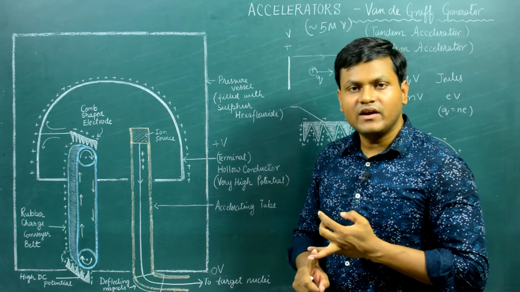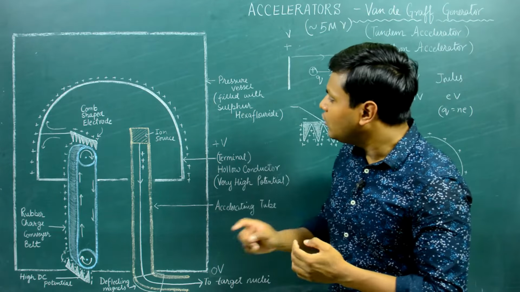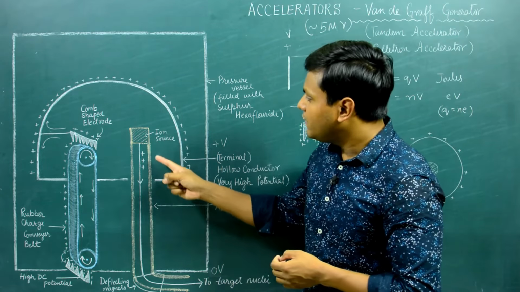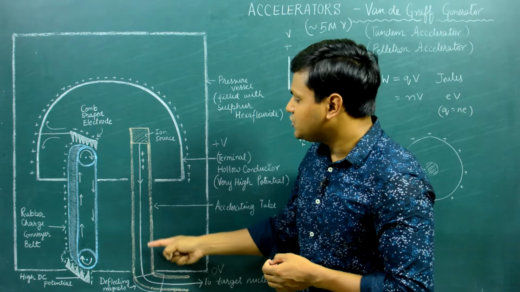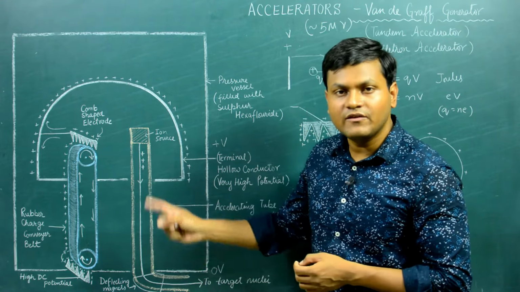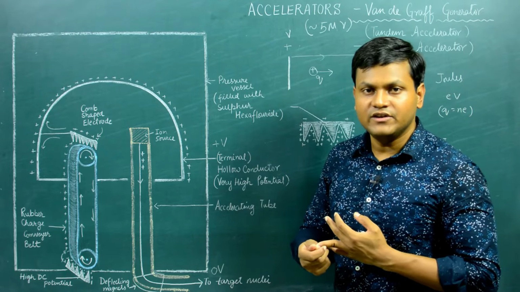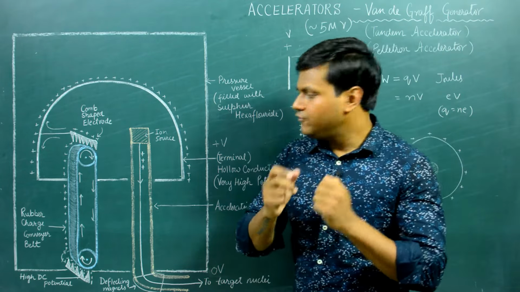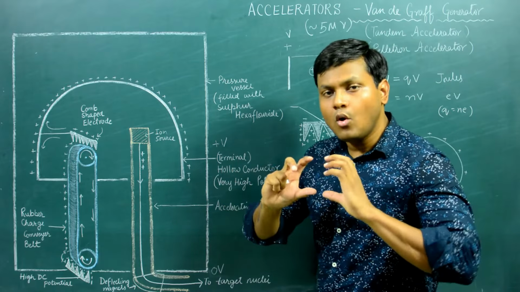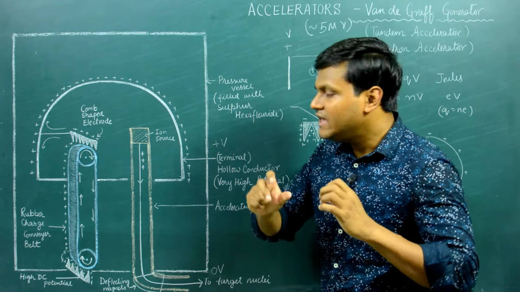Also, another disadvantage of the Van de Graaff generator is that we can only use this kind of setup for positive charges. So we can use it for protons, alpha particles or positively charged ions, but not for negatively charged ions.